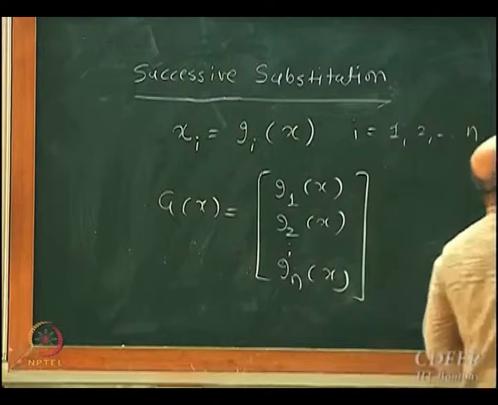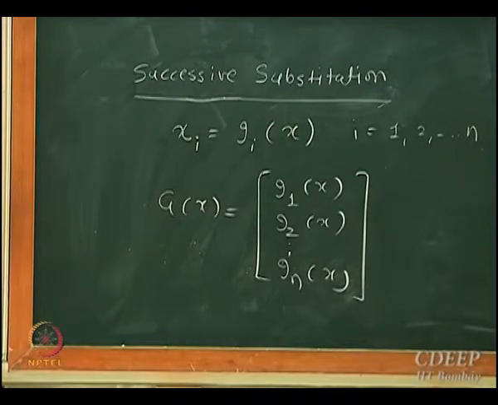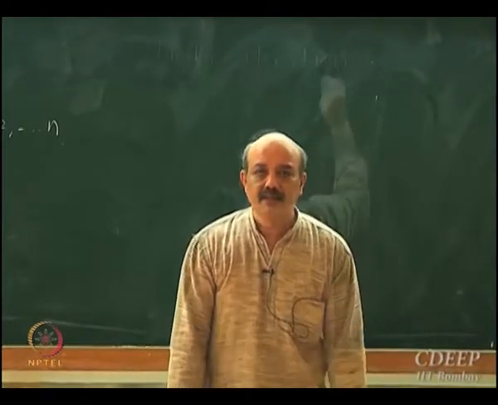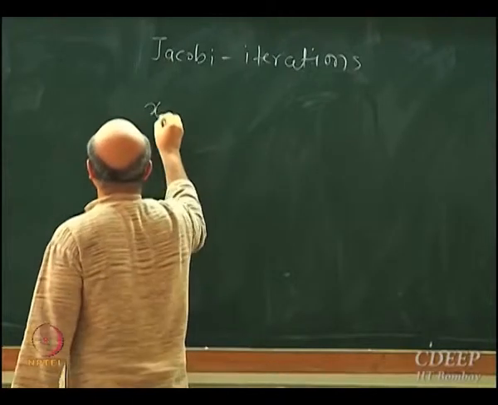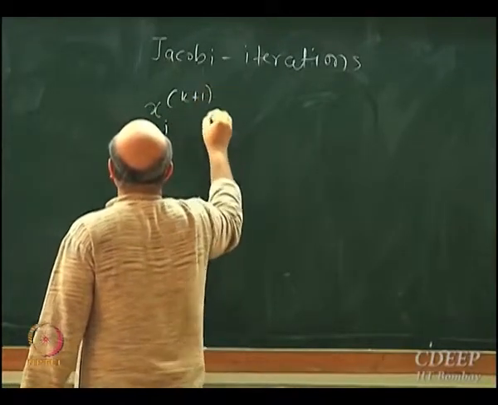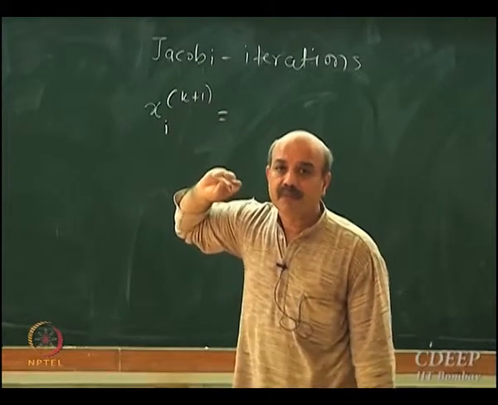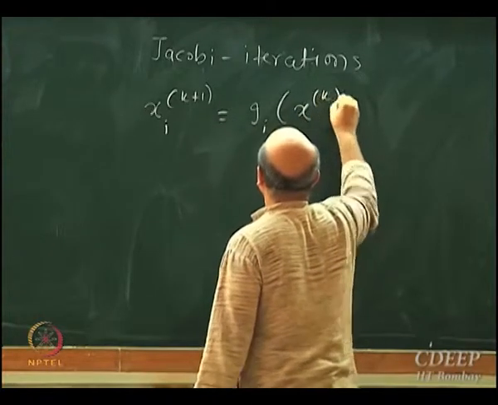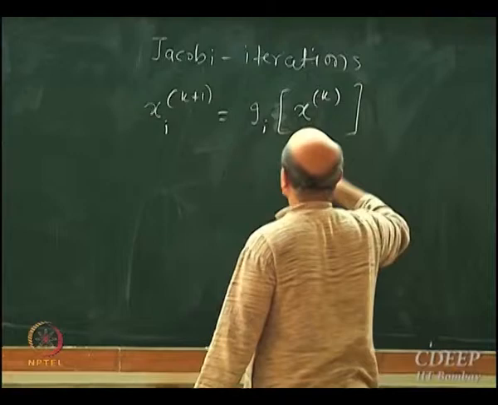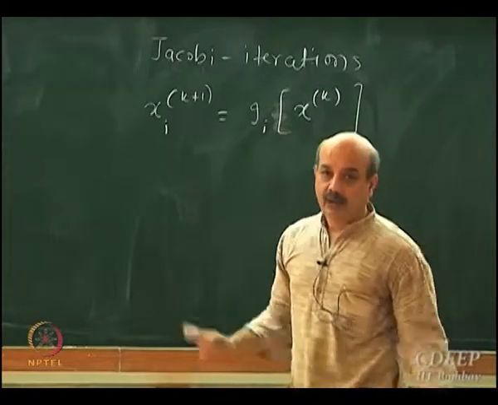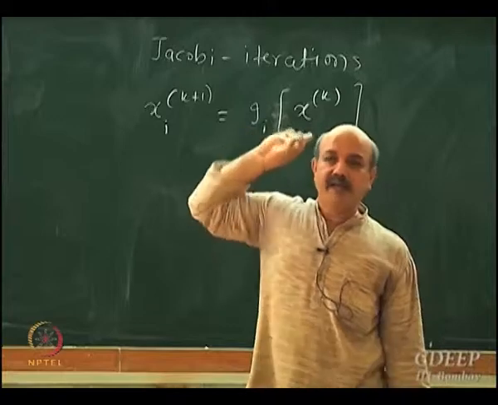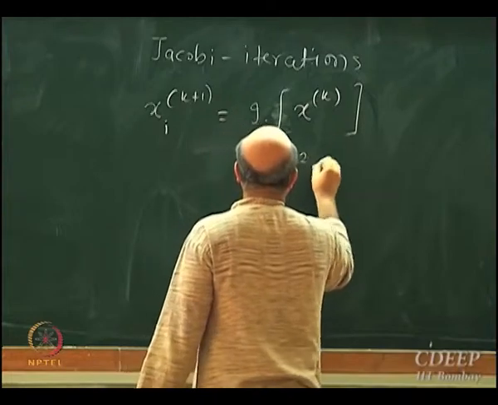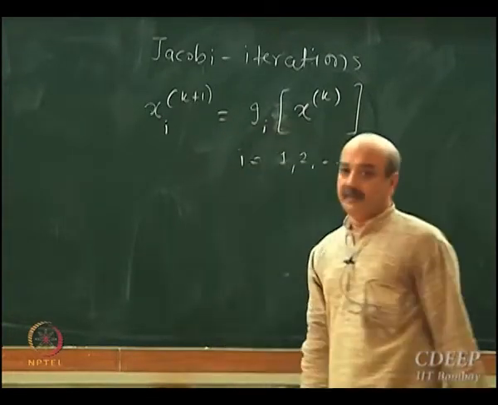Now suppose I have this equation. How will you form Jacobi-like iterations? My Jacobi iterations will be x_i^{k+1} is equal to g_i of x^k. I am going to use the old values and create new values, for i equal to 1 to n.